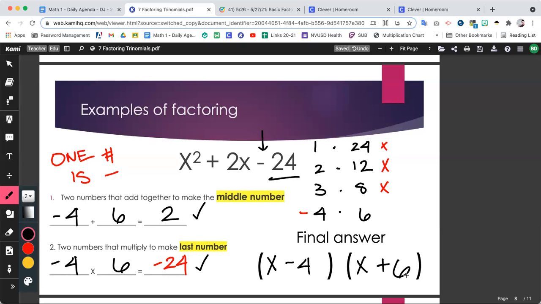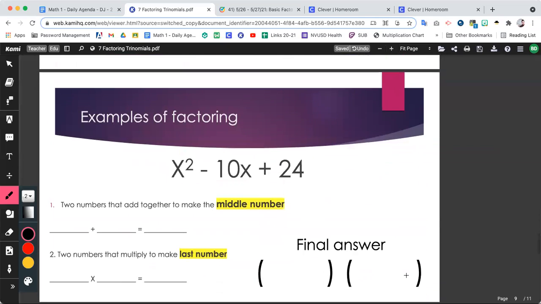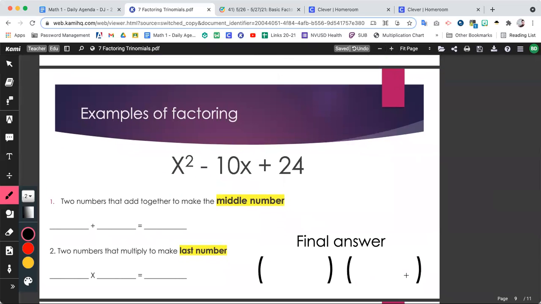We have one more way to write the signs, okay? So we just talked about the pattern if the last number is negative. Now let's look at what happens if the middle number is negative. Okay, so if the middle number is negative, for example, here, we need 2 numbers that add up to be -10, but multiply to be a +24. Okay, what is the only way that 2 numbers add up to be a negative, but multiply to be a positive?